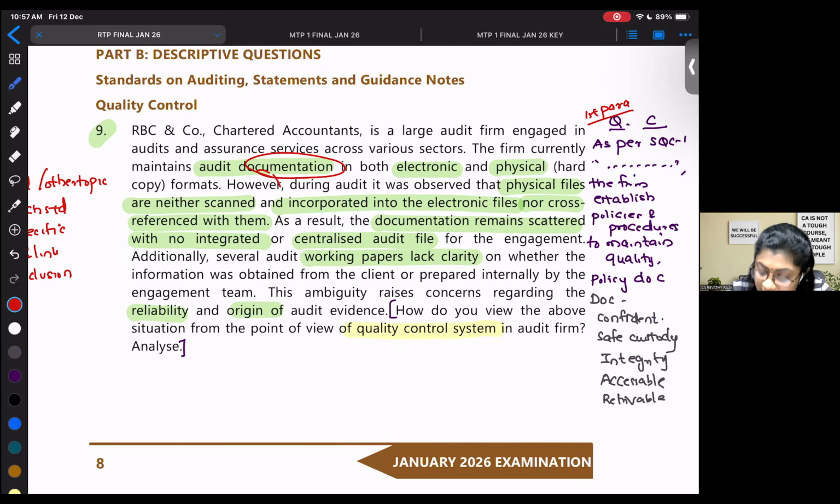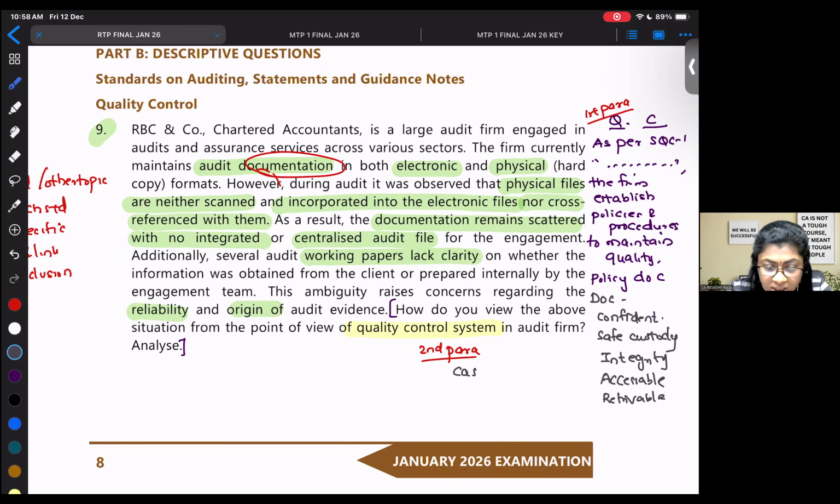Okay. Now, second para. What will you do in the second para? You already elaborated the provision. Second para, what will you do? This is very important. How do you think in the exam hall? Second para, you write in the given case, in the case scenario. That you will elaborate. In the case scenario, they have both electronic and physical, but now it is scattered, not incorporated. You will elaborate in the given case.